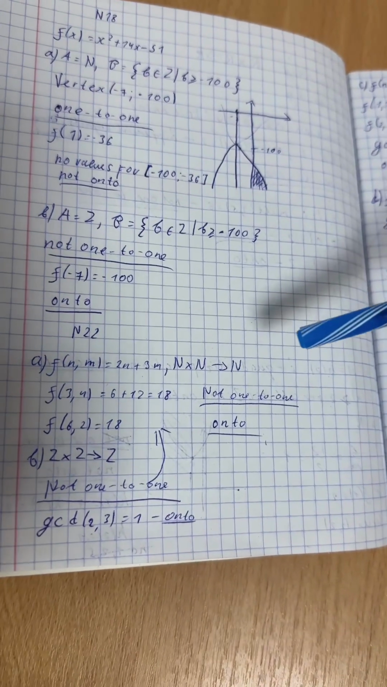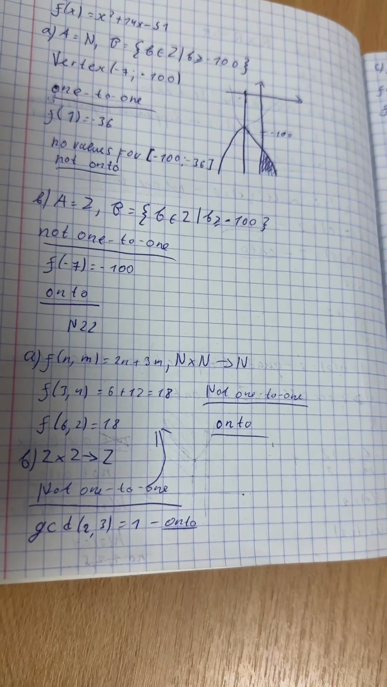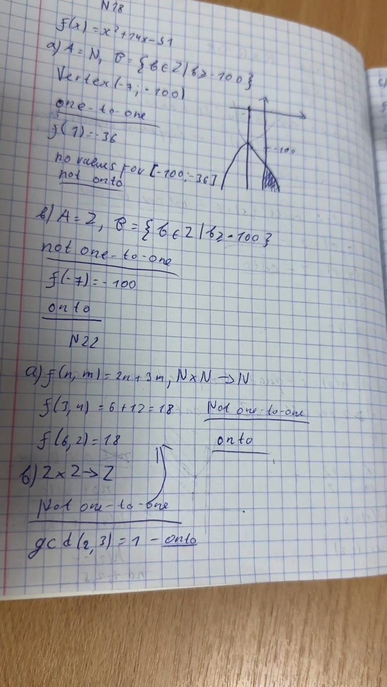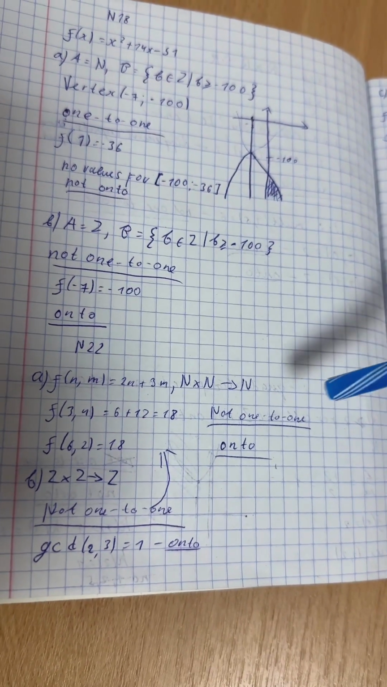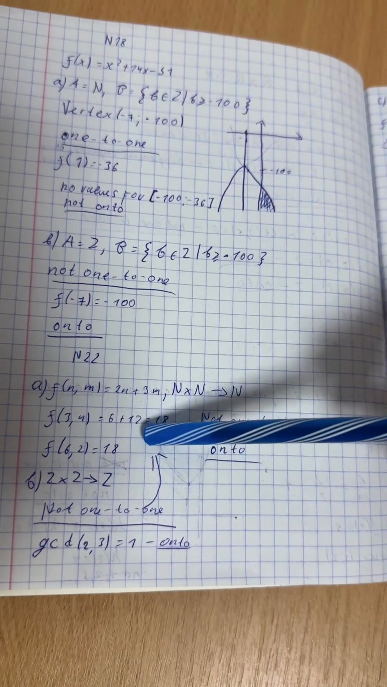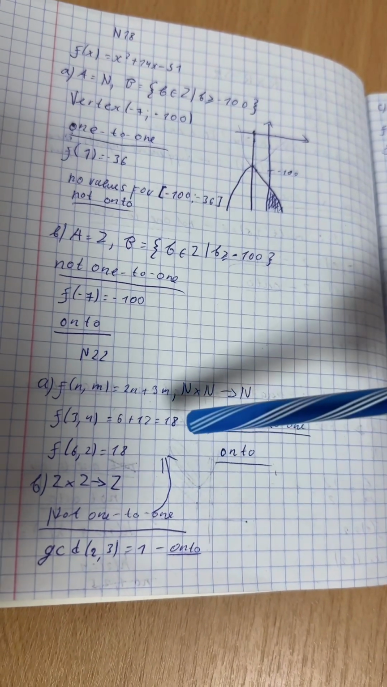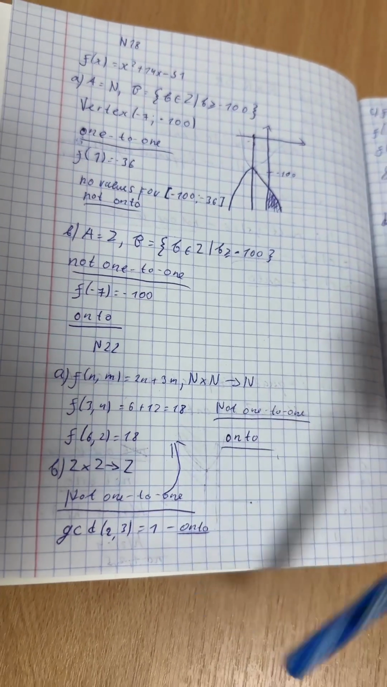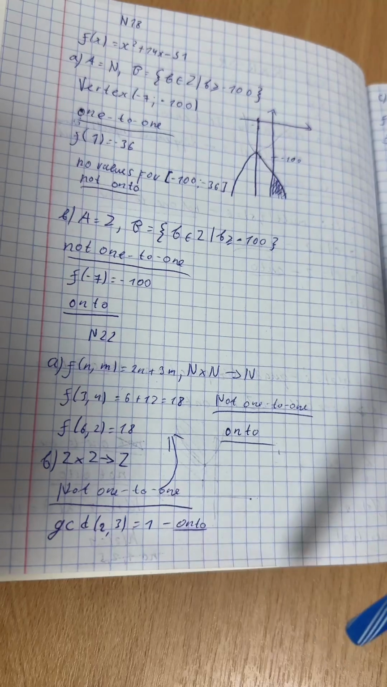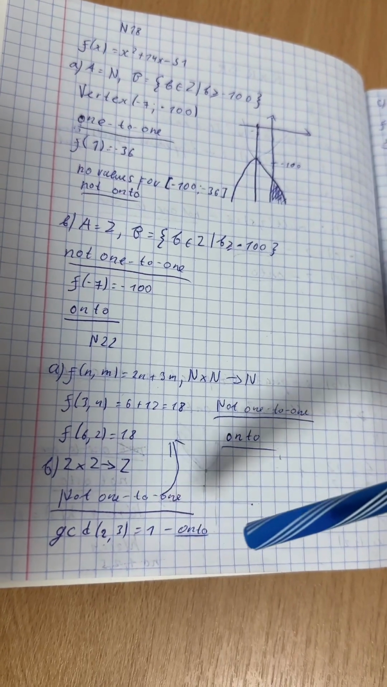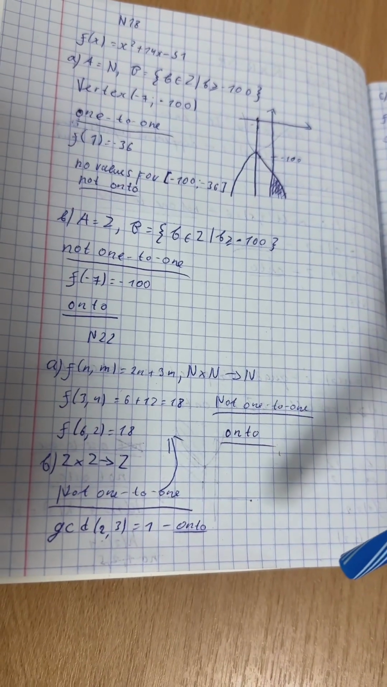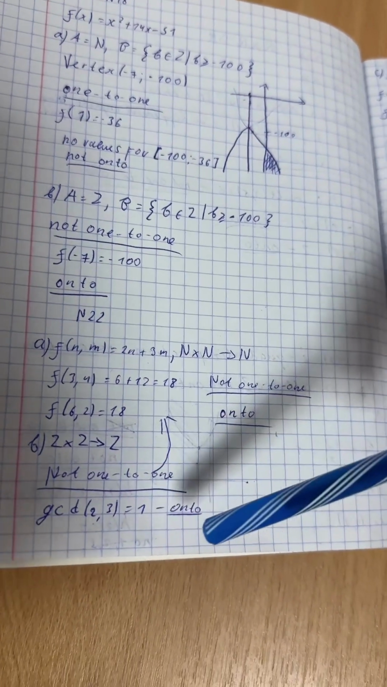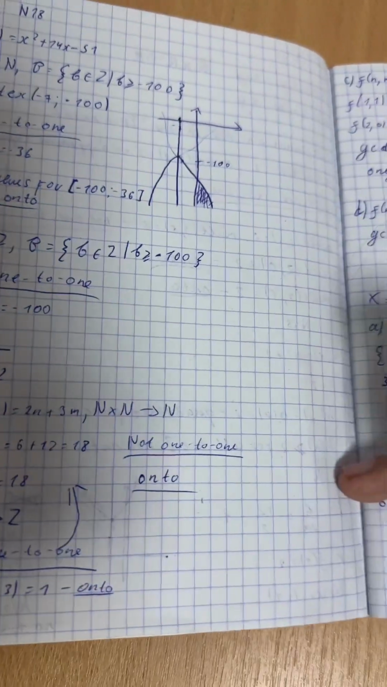Next, we have the function 2n plus 3m for natural numbers, and it's not one-to-one because we have the same outputs. Also the greatest common divisor for this function is 1, so it will be onto. For real numbers it is the same because the greatest common divisor is 1, nothing changed.